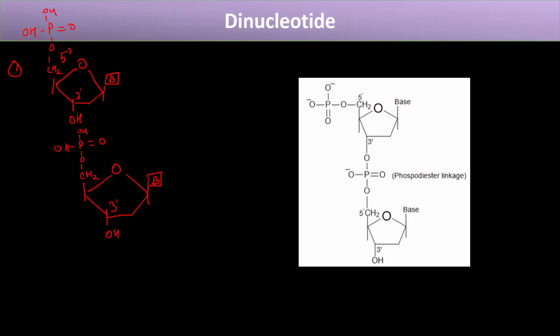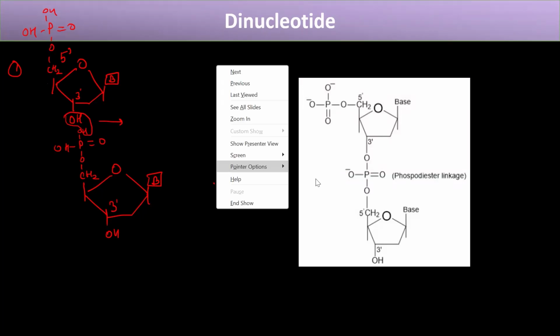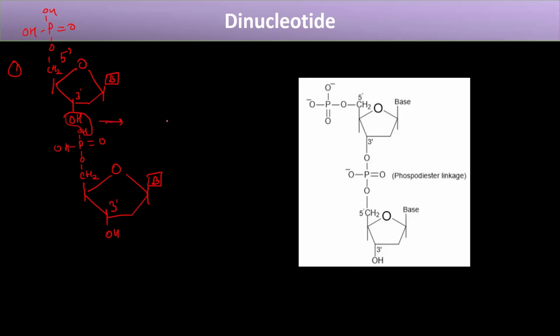Now, how is a dinucleotide formed? In order to form a dinucleotide, what happens? This OH and this O form a bond, and it causes the release of water. It will form a bond, and this will cause the release of water. And the resulting structure will look like this.